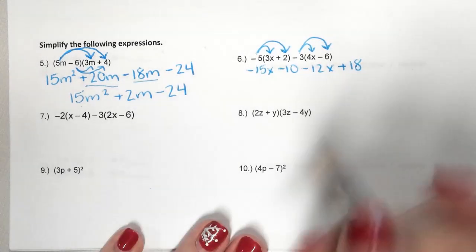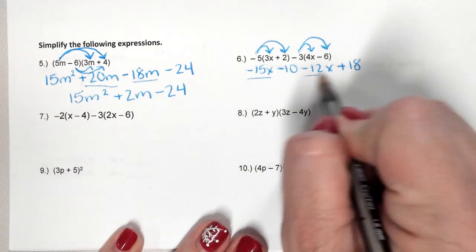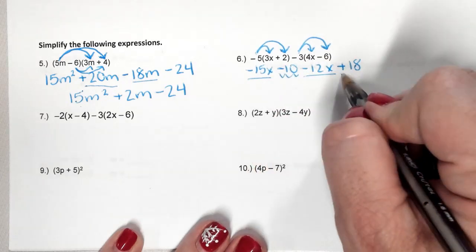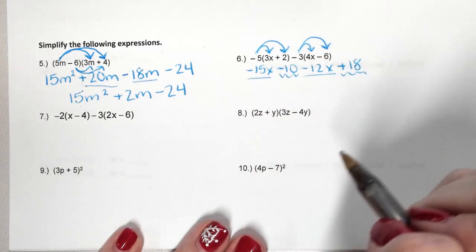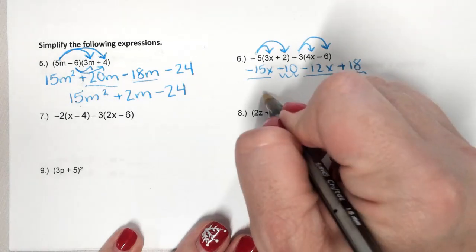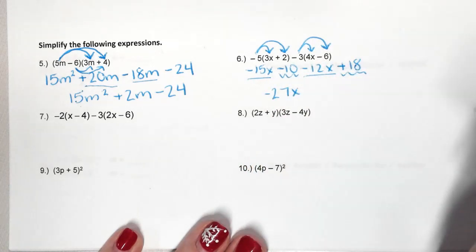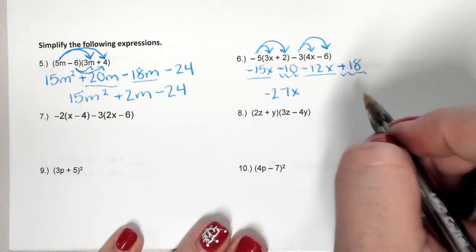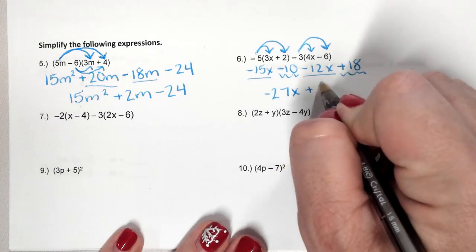And then we have to combine like terms. So this has an x, this has an x, this doesn't, and this doesn't. So negative 15 minus 12 is negative 27, I believe. And then negative 10 plus 18 is positive 8.